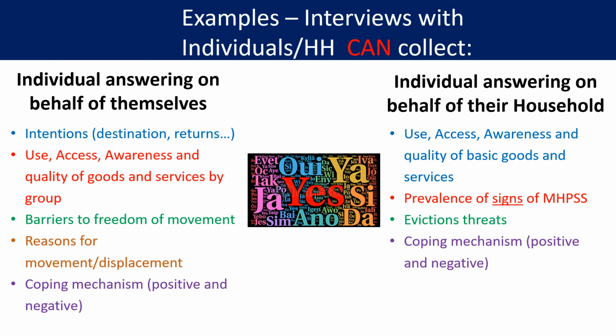However, there are many useful things that we can collect through individual level or household level interviews. These are some examples. Signs of stress in family members or in children, food insecurity, income, poverty, sex and age and disability disaggregated data, intentions, returns, new destinations, the use, the access, the awareness and quality of goods and services by group, barriers to freedom of movement, reasons for movement or reasons for displacement, coping mechanisms, whether positive or negative. These are all things that are extremely useful for our analysis that we can collect through individual or household level interviews.